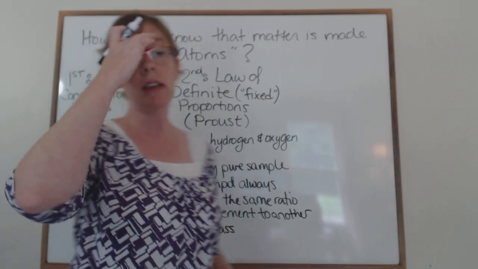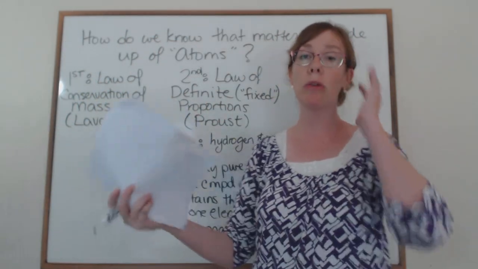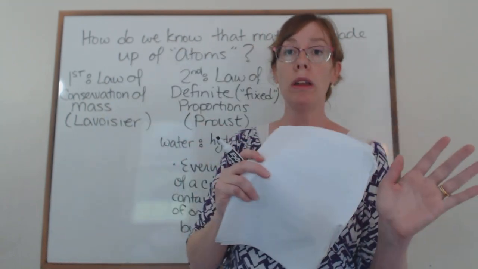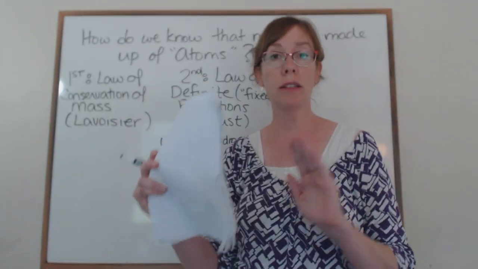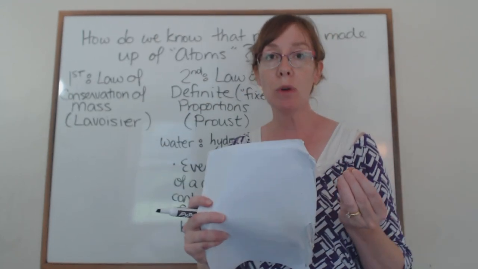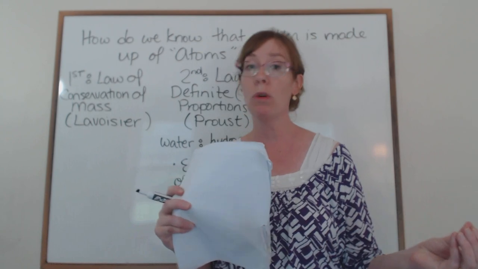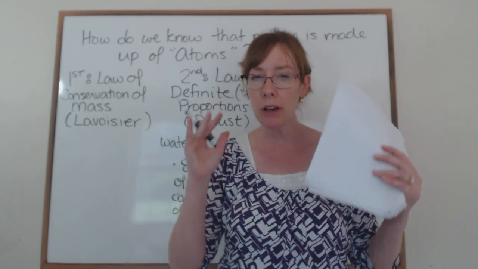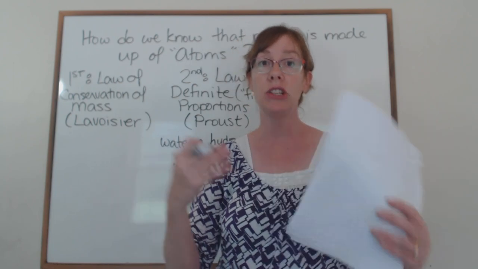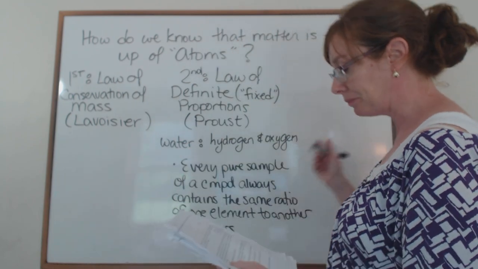I'm not going to go ahead and write the numbers on the board, but he basically said no matter where he got the water from, it was always an 8-to-1 mass ratio of oxygen to hydrogen. No matter how he obtained that pure sample of water, no matter where in the world it came from, it was always this very fixed ratio of, in this case, oxygen to hydrogen by mass.